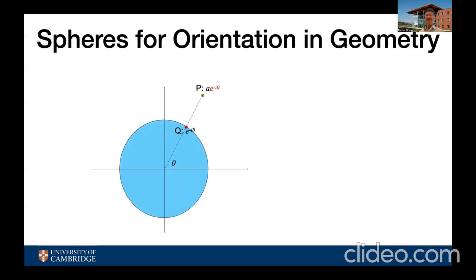Now let's go to the mathematical definition. In geometry, what is the orientation of a point P in two-dimensional space? It can be represented by the formula A times e to the power of minus i theta, as the complex form. A means the length of the vector OP, and e to the power of minus i theta is the point on the unit circle.